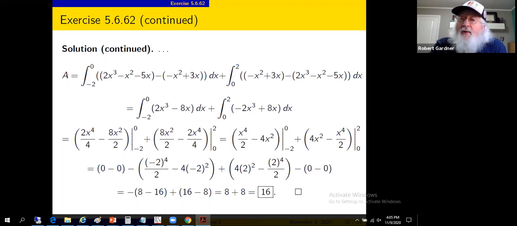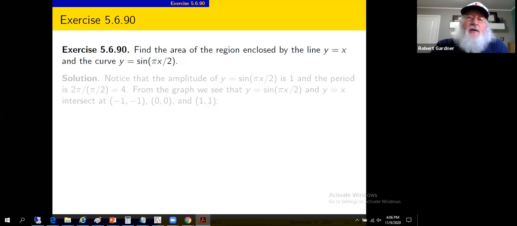Finding areas using integrals. Only thing you got to worry about is that you don't introduce any negatives in this. I want upper function minus lower function. For that, I'm likely to need a graph. Another one. Find the area of the region enclosed by the line y equals x and the curve y equals sine pi x over 2. Number 90, they didn't give you a picture for this one, so we got to graph this stuff.